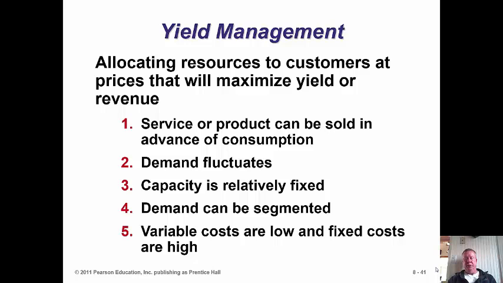Sold in advance of consumption. Obviously, demand fluctuates, depending on the seasons, holidays, things like that. Capacity, going back to an airplane, is a fixed number of seats, and demand can be segmented. What they're saying there is tourists, business travelers, all kinds of different people, are more than willing to pay different prices.